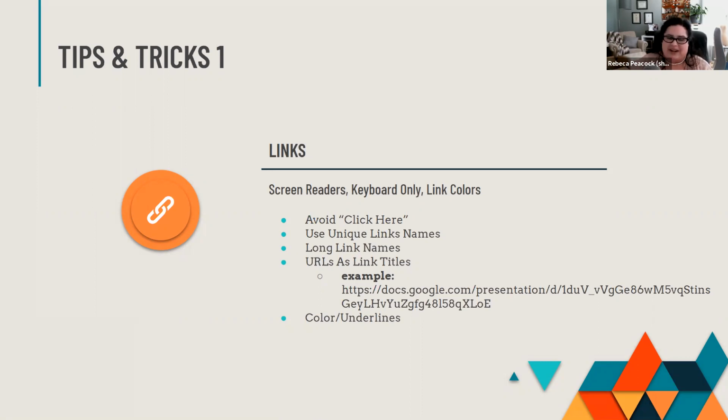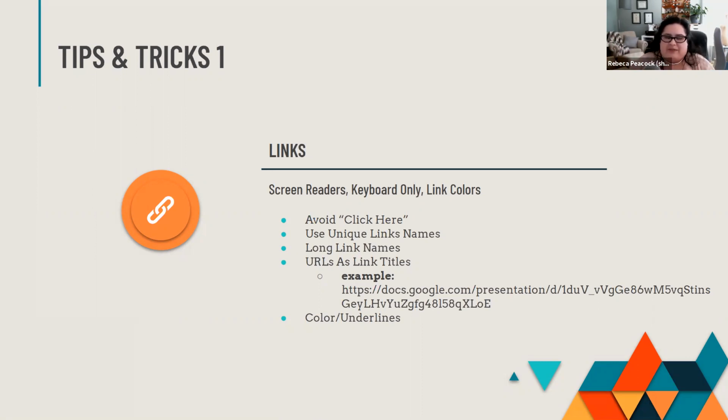And so I have an example here, which is one of those weird Google document or Google slide links that has all of the extra letters and numbers like IDUV_VVG. Basically, if you use a link like that as the link title, the screen reader will read every single word, letter, slash, underscore. If you can imagine someone on a screen reader having to listen to that entire link played out multiple times potentially, that's not really great.